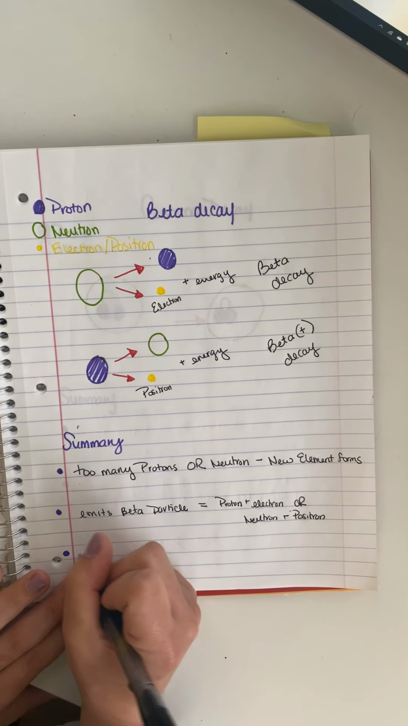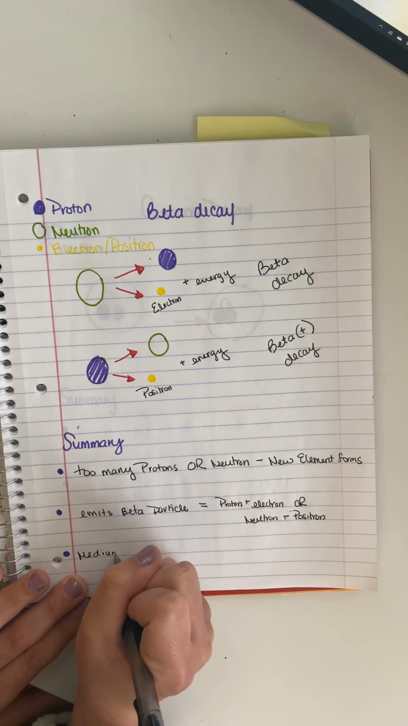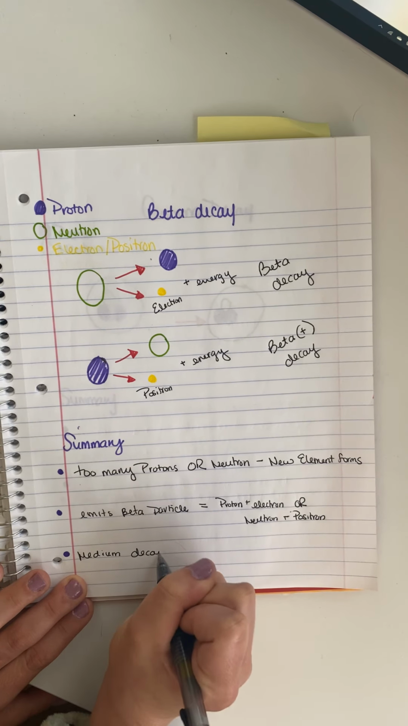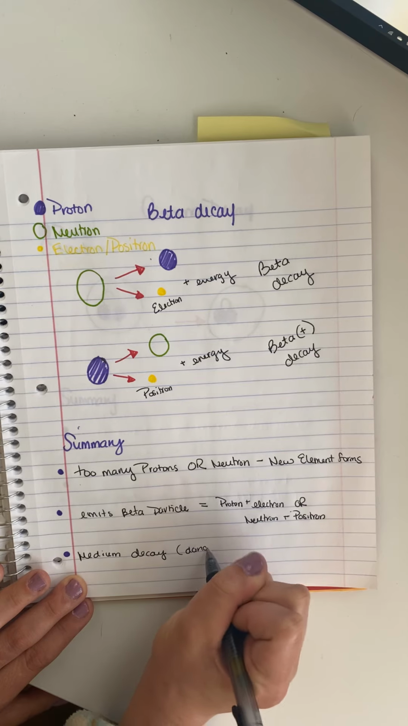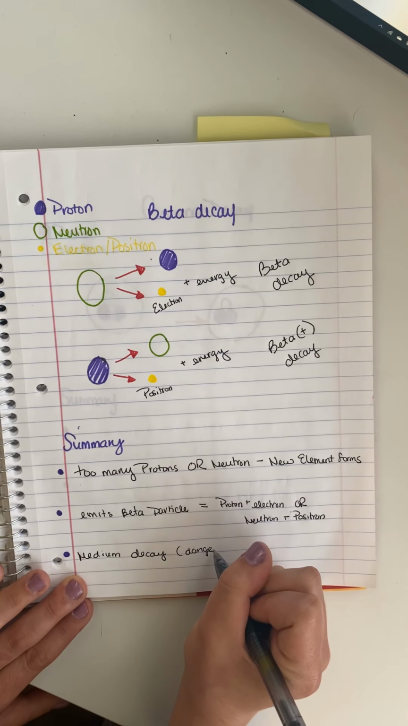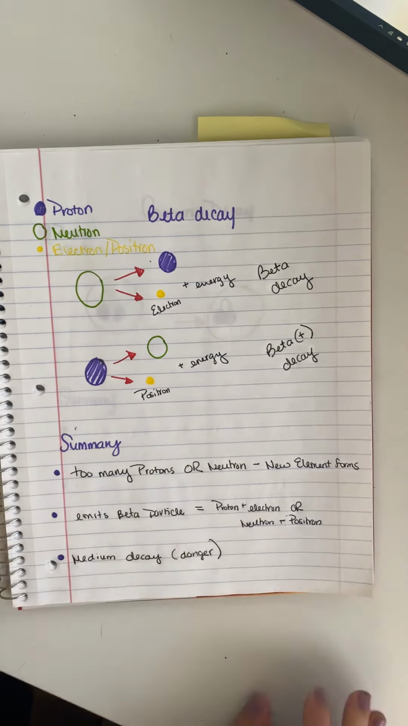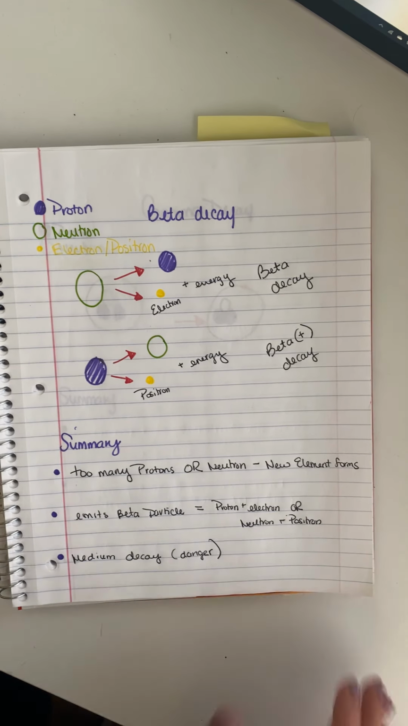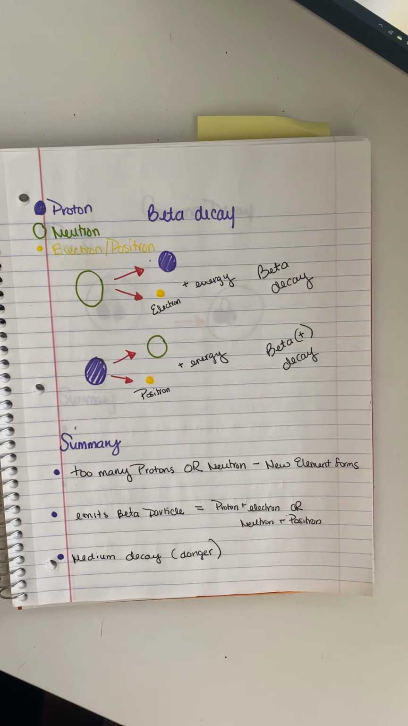Basically, let's write that this is the medium decay, and I'll just write danger, because I probably should have said mildly dangerous compared to the other two. So it's about the medium of the dangerous decays. Very dangerous, all of them, but that one's going to be right in the middle.